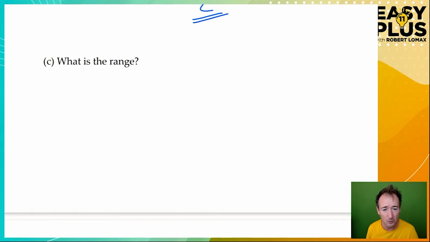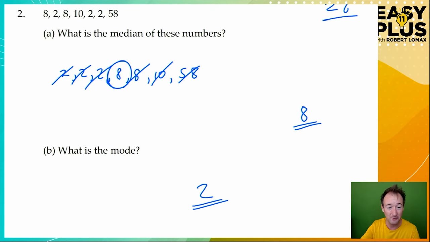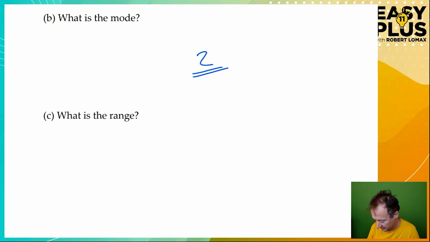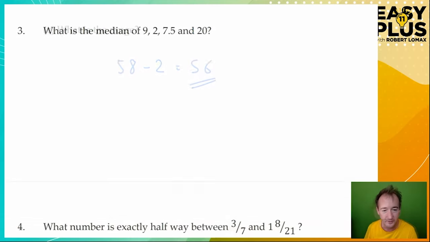A lot of people forget what the range is. Well, if you think about what the range of an electric car might be, that means how far can it go on one charge of its battery. So range is about how far. In the case of a list of numbers, we're looking at how far the distance is from the smallest number to the largest. The smallest number is 2, the largest number is 58. How do you find the distance between two numbers? Well, you subtract them. As simple as that. The range is 56.